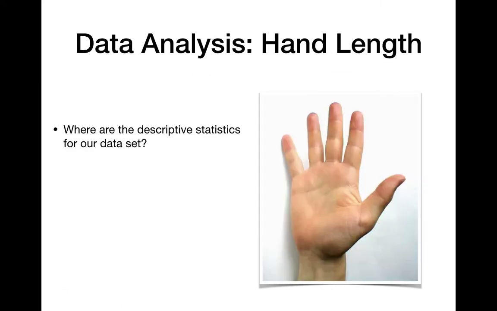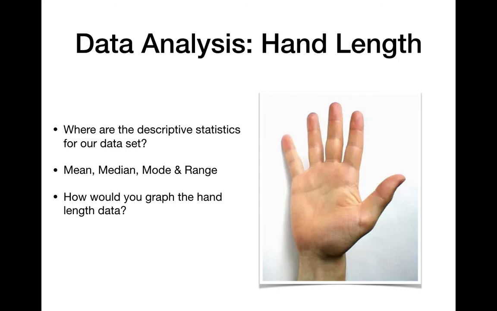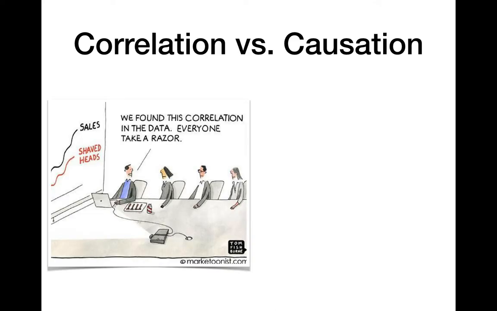Okay, so remember for hand length, do the descriptive statistics: mean, median, mode, and range. How would you graph the hand length data? If you added age, how would you now graph hand length and age? Okay, and go from there.